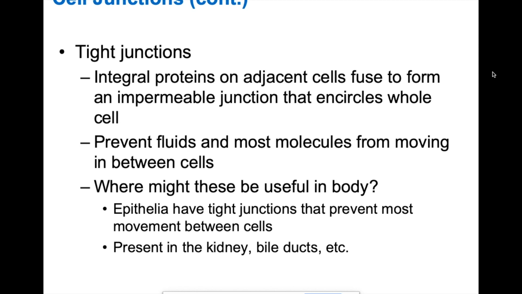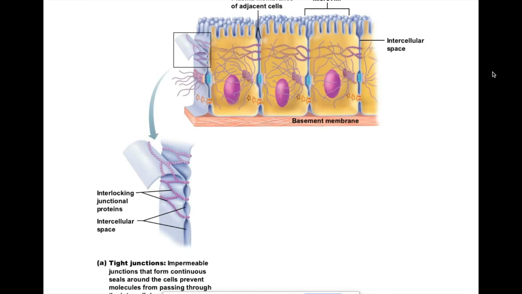So where might this be useful in the body? We have a high concentration of these tight junctions in our epithelia to help prevent movement between cells. We might see this in the nephrons of our kidneys. We might see these in bile ducts, like in the liver, and so on. Here's a picture of what this actually looks like. So our tight junctions, again, are impermeable junctions that form continuous seals around the cells to prevent molecules from passing through to the intracellular, the inside space of our cells.